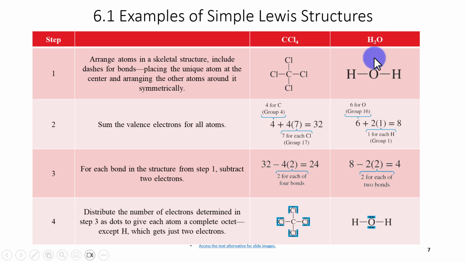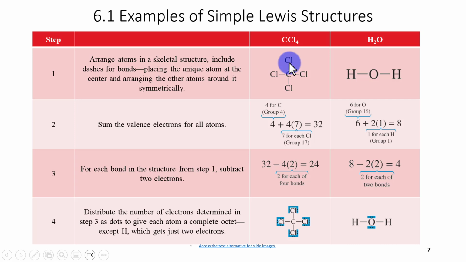Let's figure out how many I need for the water. Oxygen is group 6, so it brings 6 valence electrons. Hydrogen is group 1, so it only brings 1 electron, but I have 2 hydrogens, so I have to multiply that by 2. 6 from the oxygen plus 2 times 1 for the hydrogens gives me a total of 8 electrons.